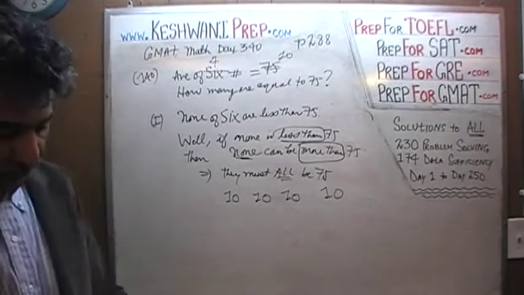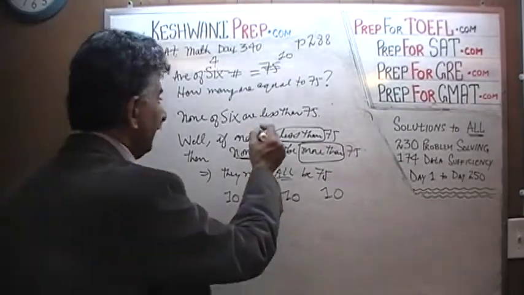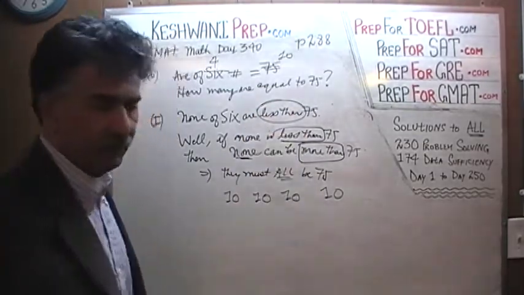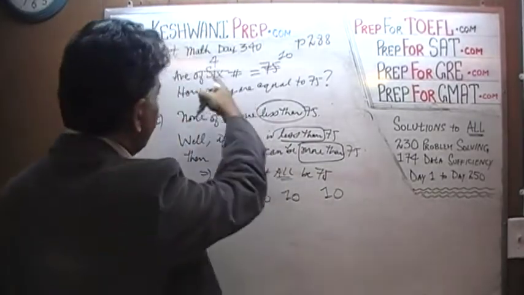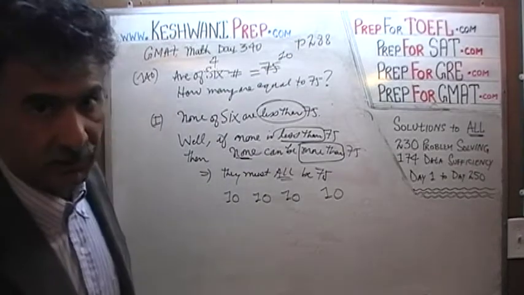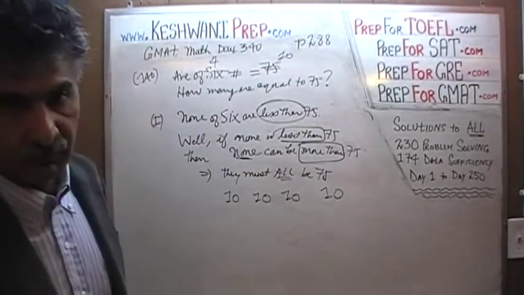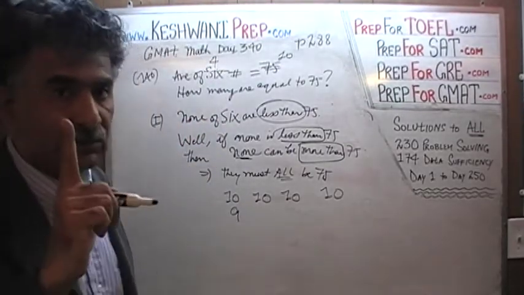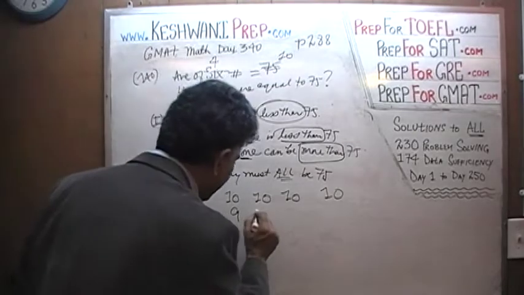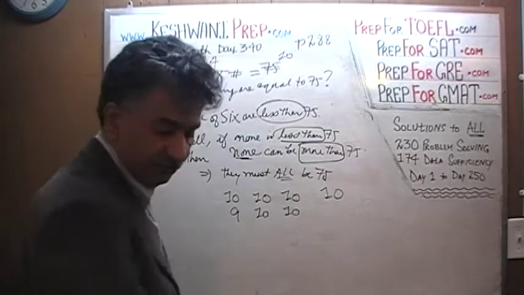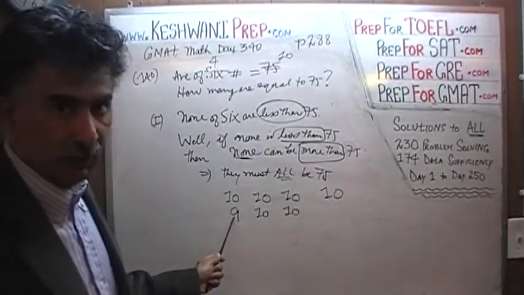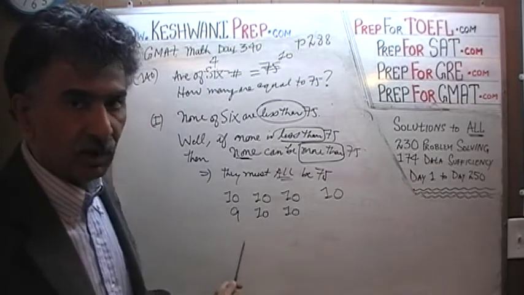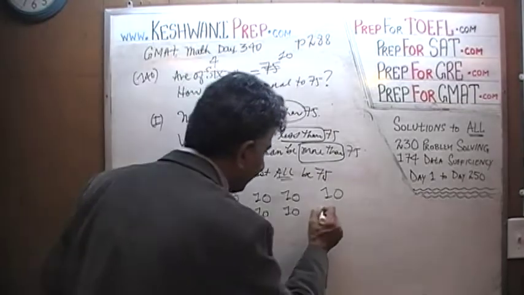Now, if one of these four numbers happens to be less than 10, not 75, is what I meant to say. The average of these four numbers, of course, is going to be 10. But if it turns out that one of these four numbers is less than 10, then at least one would have to be more than 10. Maybe we have two 10s, and then this is 9, which is one less than the average that we want. Then this guy would have to be one more to compensate. This guy would have to be 11.